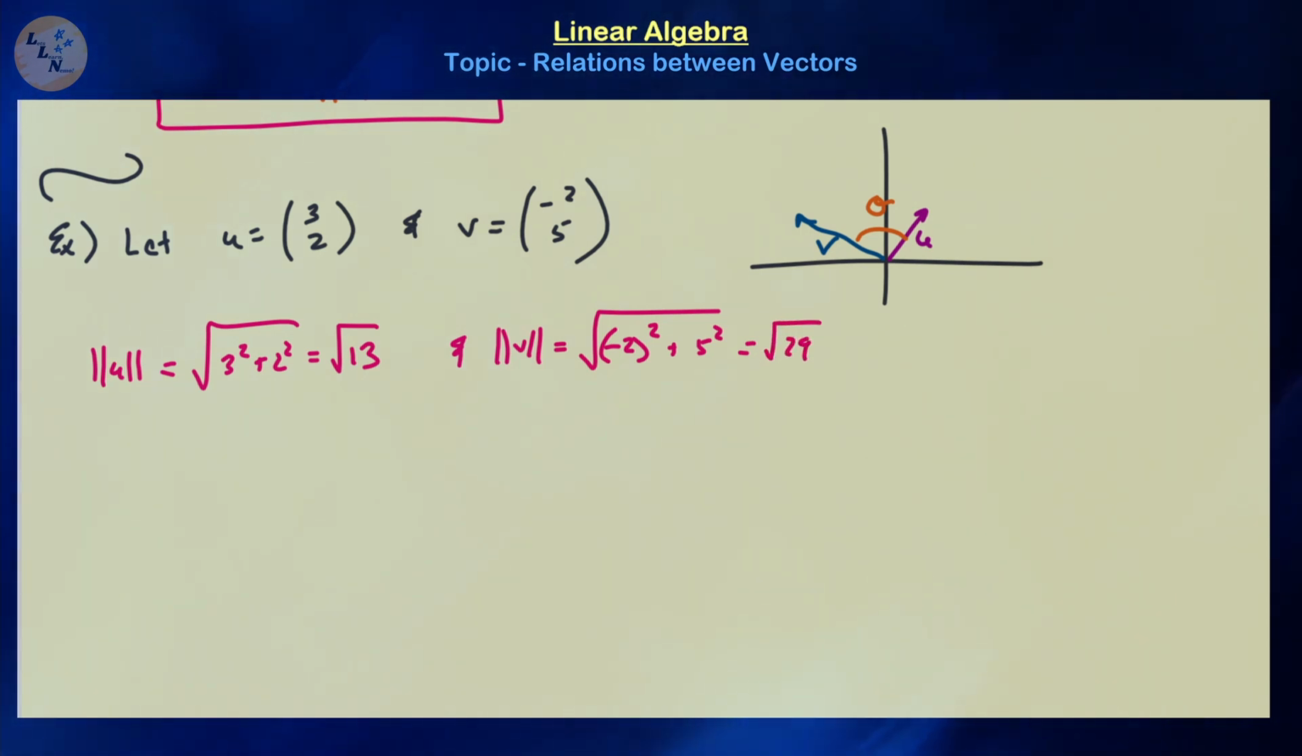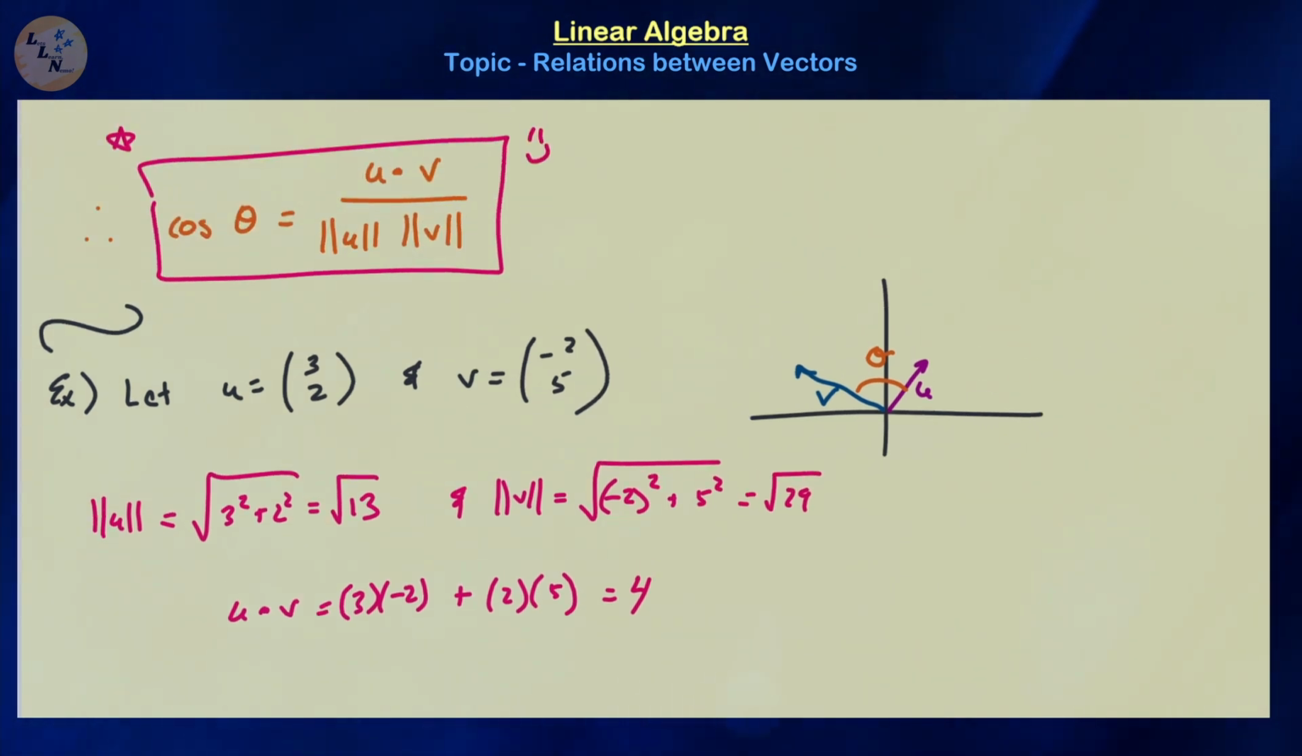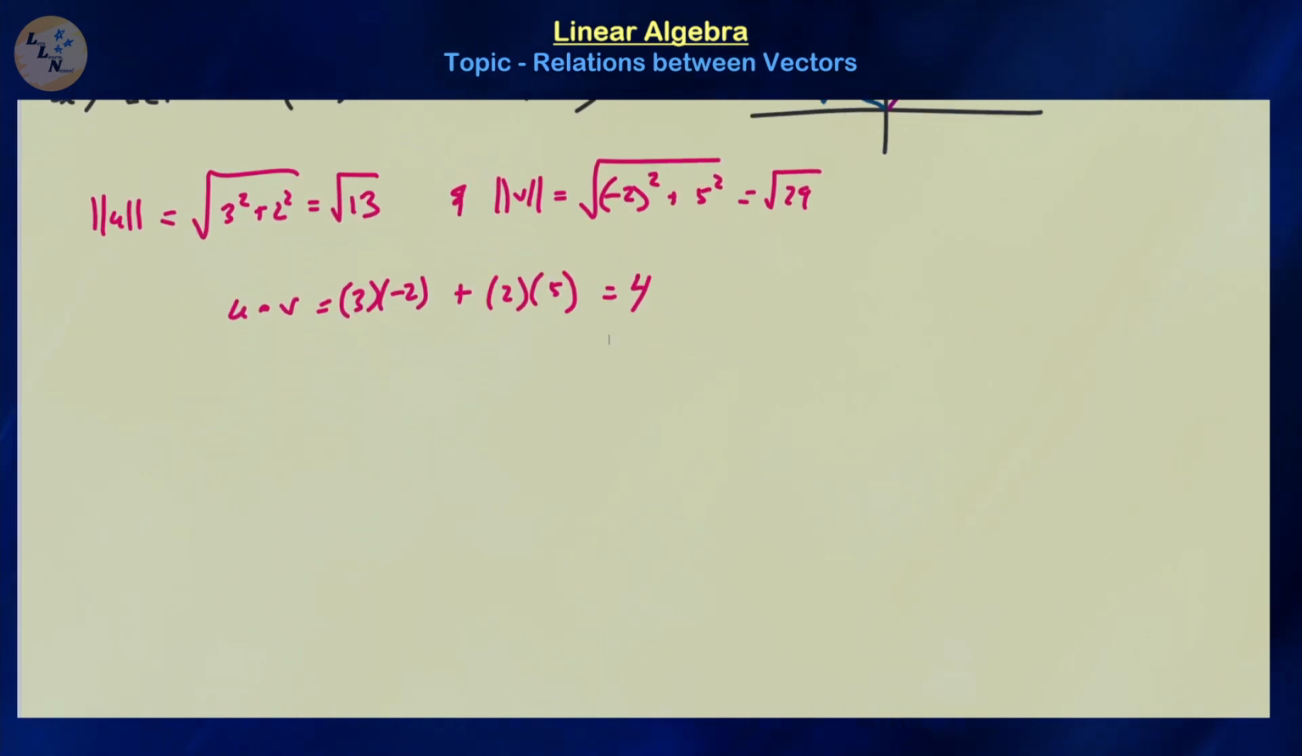And let's just do the dot product as well. The dot product of u and v is going to be 3 times -2 plus 2 times 5. So that's going to be -6 plus 10, which is equal to 4. Once you have the norms of each of the vectors and the dot product between them, now we can employ this little beautiful formula that we have here.